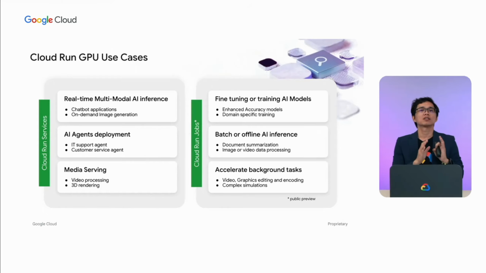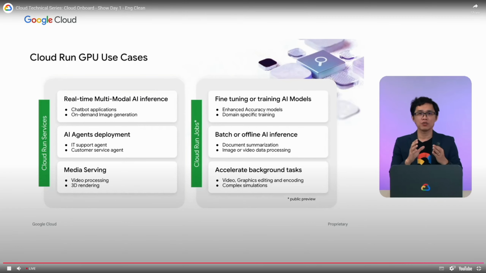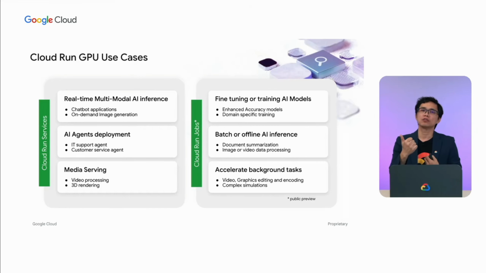If you are looking at the slide, on the right-hand side, you will see Cloud Run jobs. This will not be covered today. However, at a very high level, for use cases where you need resources for a longer period of time, such as small-scale model fine-tuning, training, or batch inference, or simply accelerating background tasks, Cloud Run jobs offer a simple and cost-effective option for these use cases.